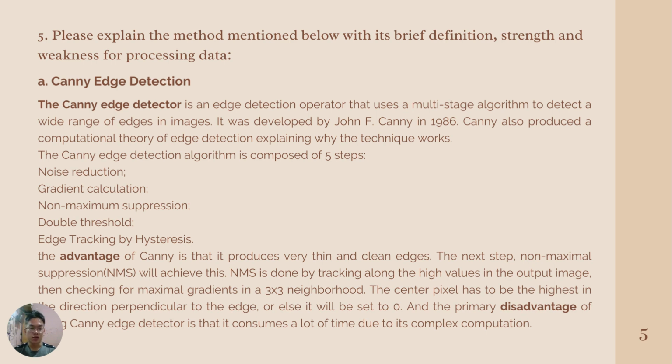The Canny edge detection algorithm is composed of 5 steps. First is noise reduction, second gradient calculation, third is non-maximum suppression, fourth is double threshold, and the last one is edge tracking by hysteresis. The advantage of Canny is that it produces very thin and clean edges. The step non-maximum suppression, or NMS, will achieve this. NMS is done by tracking along the height value in the output image, then checking for maximal gradient in a 3x3 neighborhood. The center pixel has to be the highest in the direction perpendicular to the edge, or else it will be set to 0.